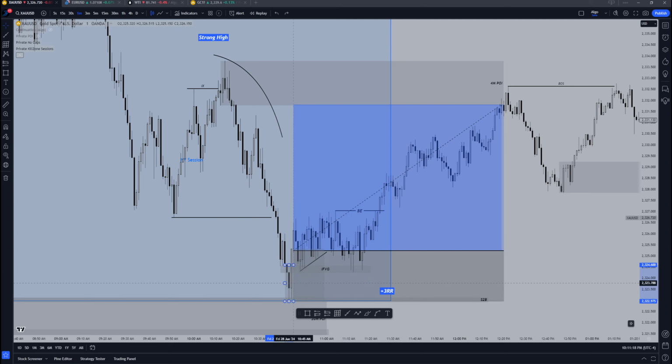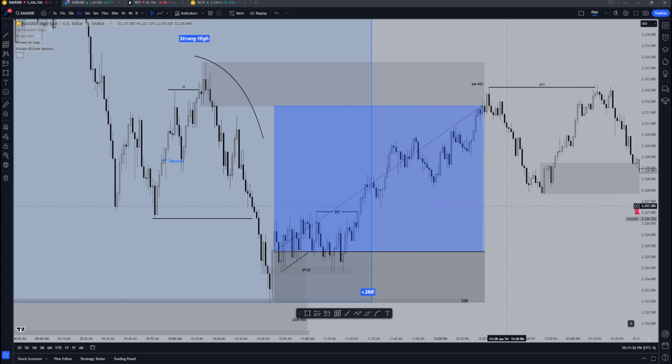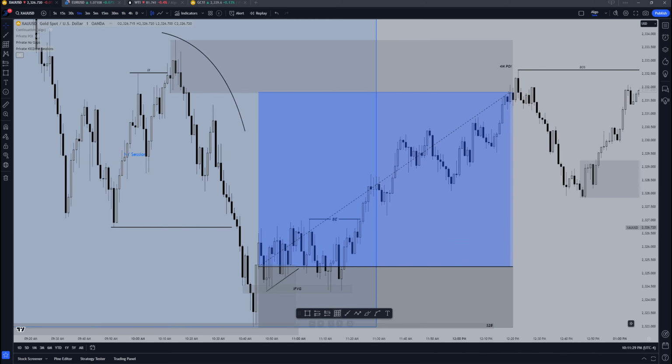This is some skill you can also learn later on when you get more experience. This is a 2-minute OB right here. And so that's what caused this move here. So I broke even here, which is a good break even point. And it's because of the way candle closure.